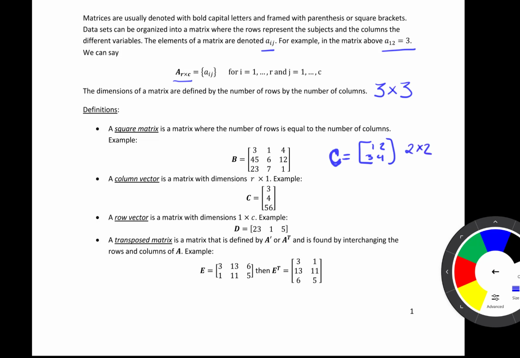A column vector is a matrix with dimensions r by 1. In other words, it only has one column. Whereas a row vector is a matrix with dimension 1 by c. In other words, it only has one row. And then a transpose matrix is defined by either of these notations and is found by interchanging the rows and the columns. So for example, in matrix E, notice that the first row has the elements 3, 13, and 6. So the first column of E transpose will have the elements 3, 13, and 6.